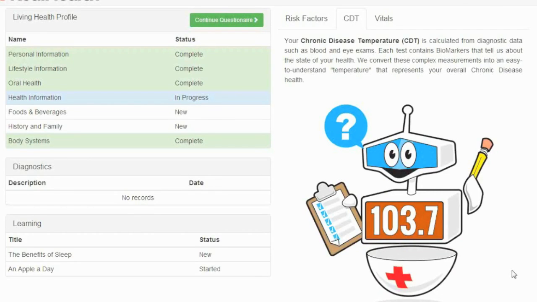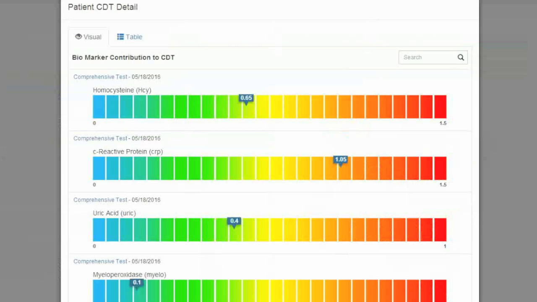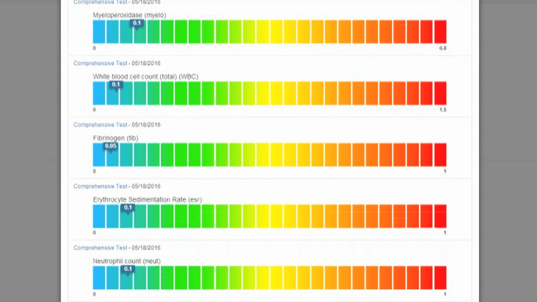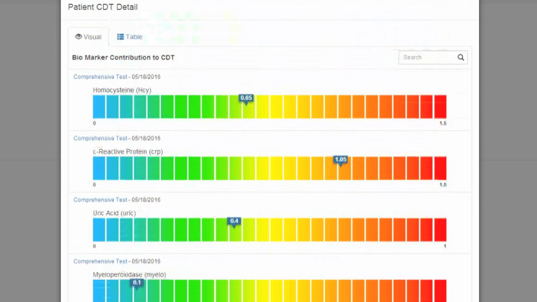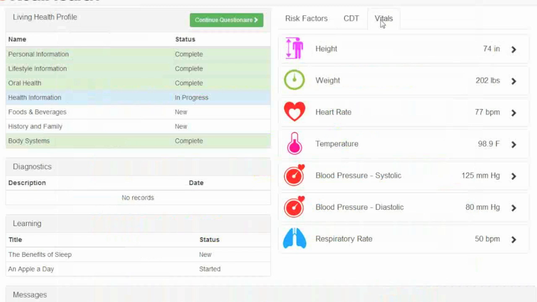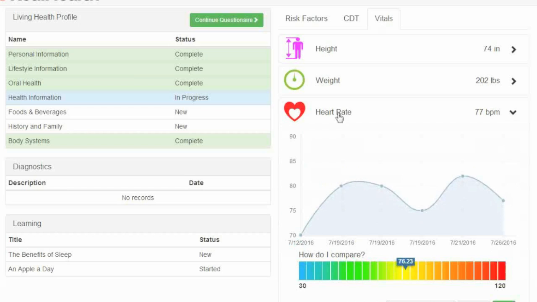It's a simple, single number that quickly allows you, your health coach, and your doctor to understand your risk for chronic disease. In addition, your chronic disease temperature tells you and your health team the magnitude of your existing chronic disease, assuming you already are sick. The value and usefulness of your chronic disease temperature is it gives everyone who's working to make you well a target for your good health, and that target is 98.6.